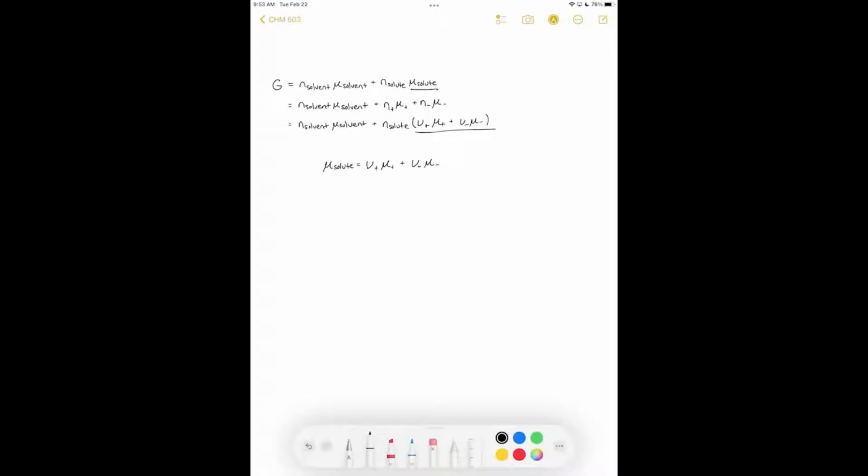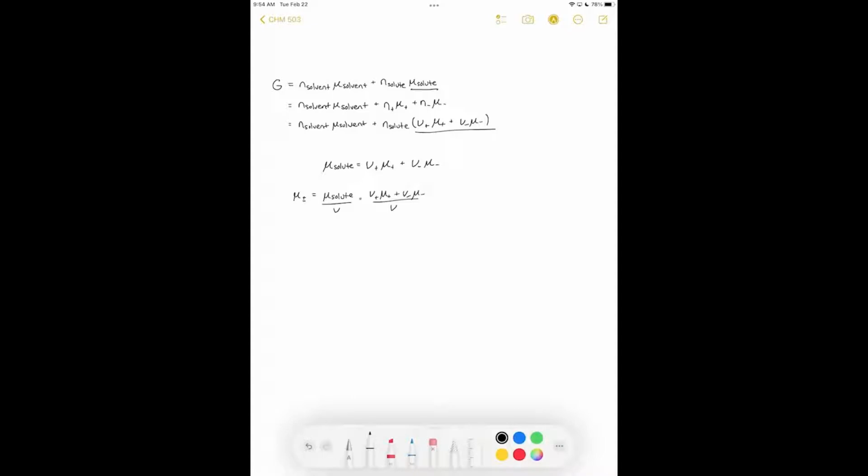So instead, what we do is define what's called a mean ionic chemical potential. And we'll give that the symbol of chemical potential and then plus minus because it's the chemical potential on average for both of these ions. And this is simply the chemical potential of the solute divided by nu, which is the sum of the stoichiometric coefficients. And then this equals nu plus mu plus plus nu minus mu minus over nu.